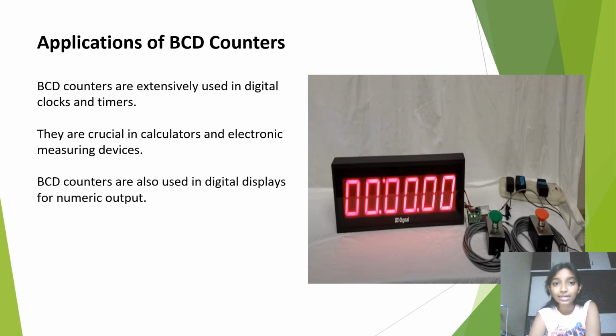Applications of BCD counters. BCD counters are extensively used in digital clocks and timers. They are crucial in calculators and electronic measuring devices. BCD counters are also used in digital displays for numeric output.